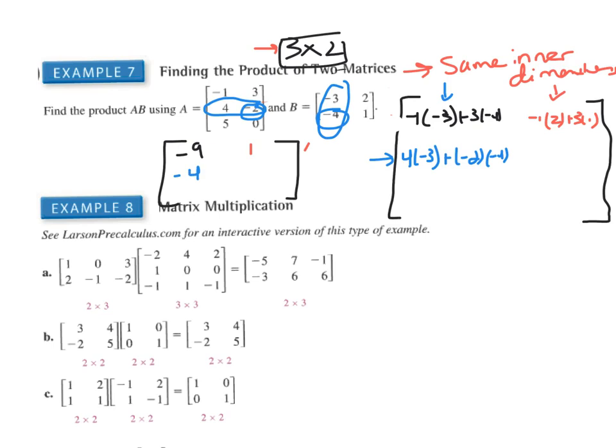All right, next one, we're going to do this whole question together just so you can see how it works. Let's highlight. Again, we're still on the second row, but now we need the second column, and that goes here. So we have to do 4 times 2 plus -2 times 1. So you get 8 minus 2 is 6. Second row done.